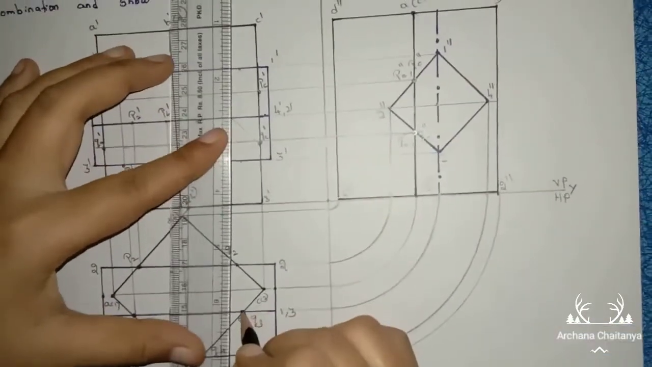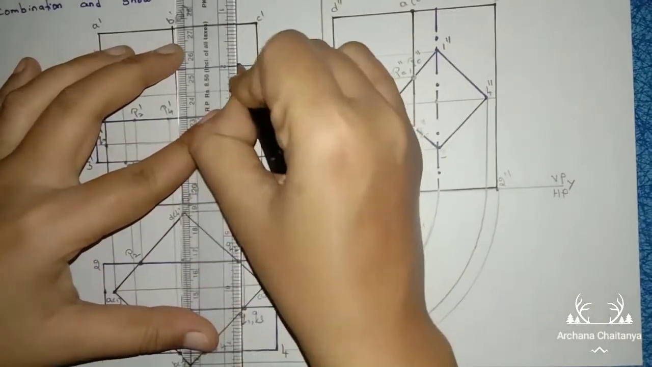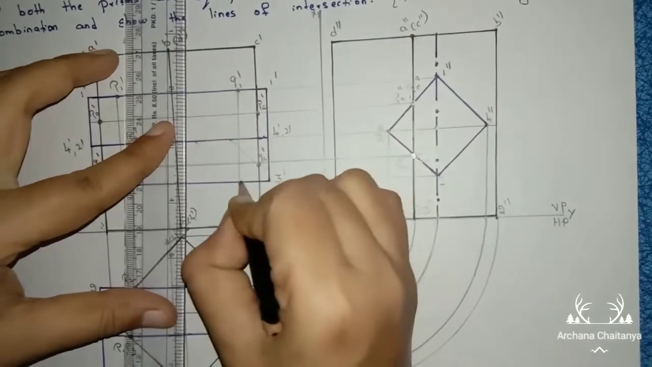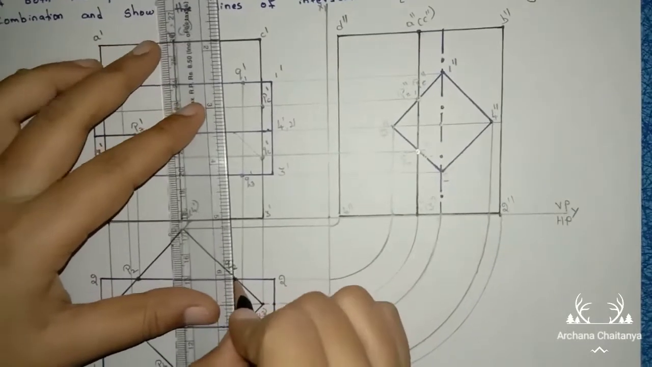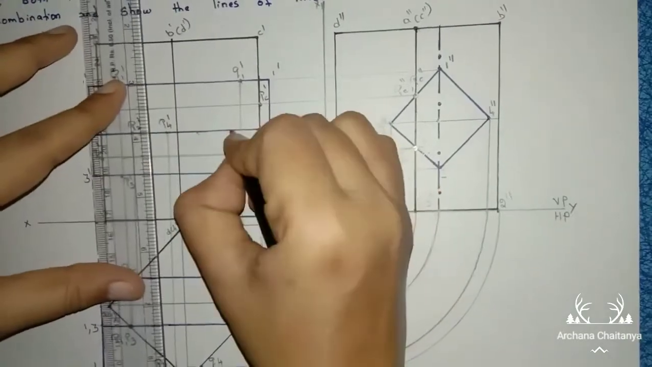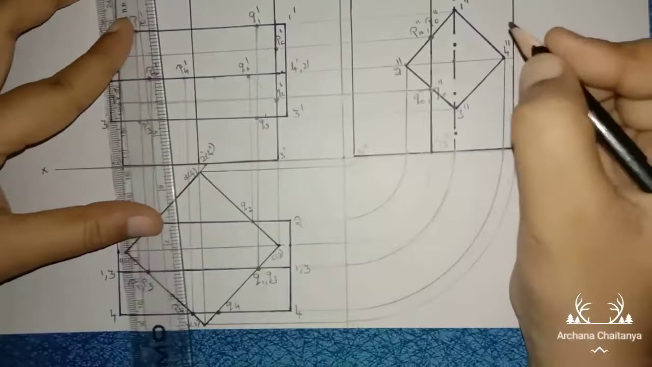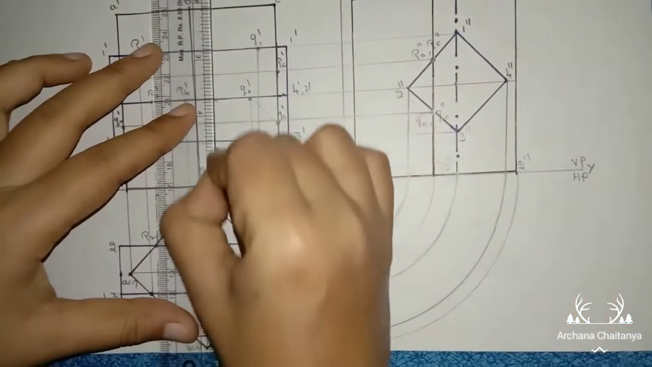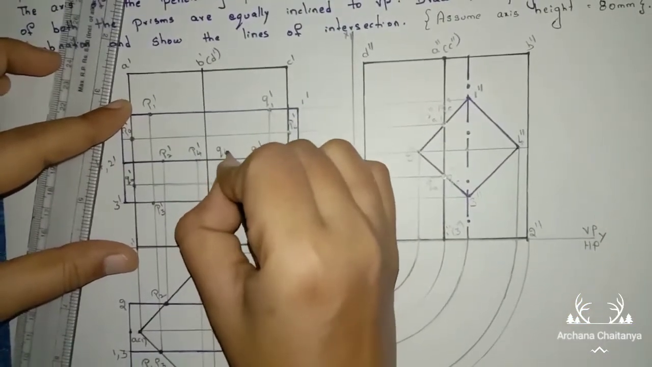Right, similar process here also. Q1, Q3. From Q1, Q3 I am drawing the projectional line. So one point, name it as Q1 dash. Third point, name it as Q3 dash. Then next Q2. From Q2 draw the projectional line to second point. Name this as Q2 dash. Then next Q4. From Q4 draw the projectional line to fourth point. Name this point as Q4 dash.